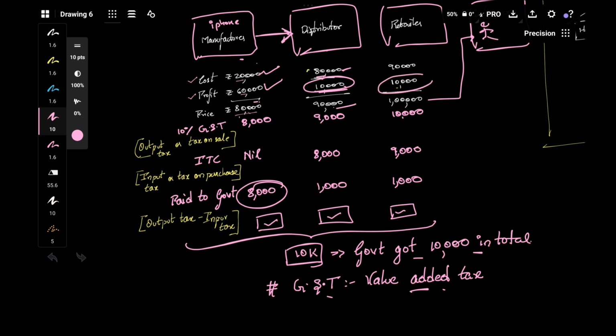This is the same in the case of the retailer. The retailer is adding 10,000. On this, the government is getting 1,000. That is 10%. So this is how GST is nothing but a value added tax.